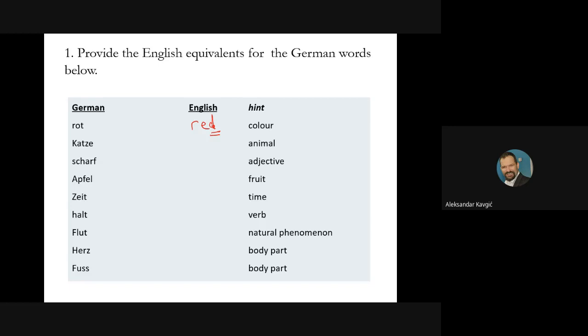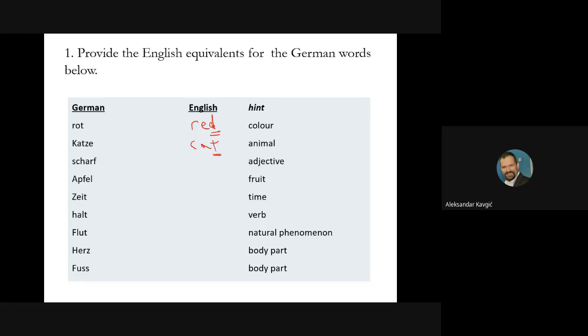So can you guess what animal is Katze? So cat. Cat. Yes. So you see, it's spelled with k in German. In English, it's spelled with c, but it's the same sound. So it's k. So this is actually, you know, cat.